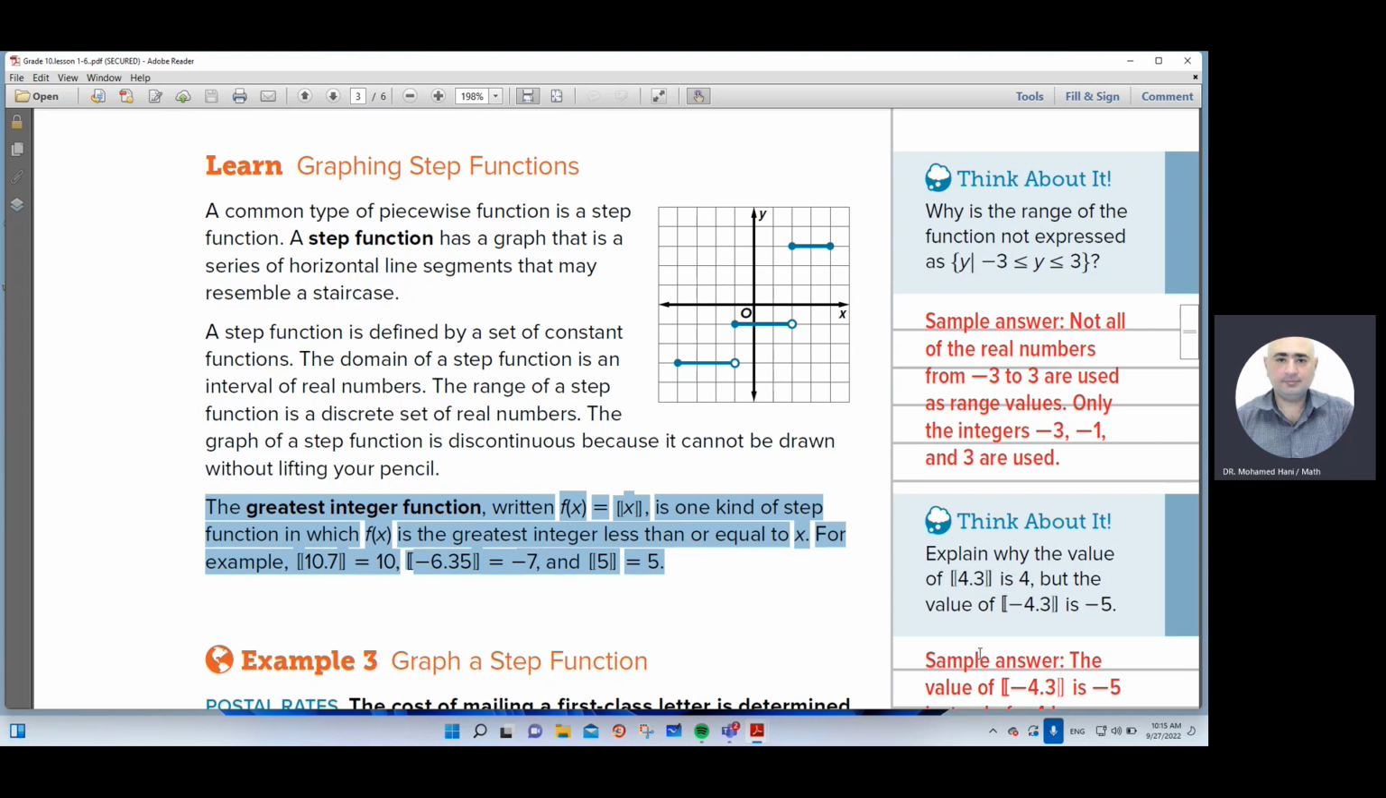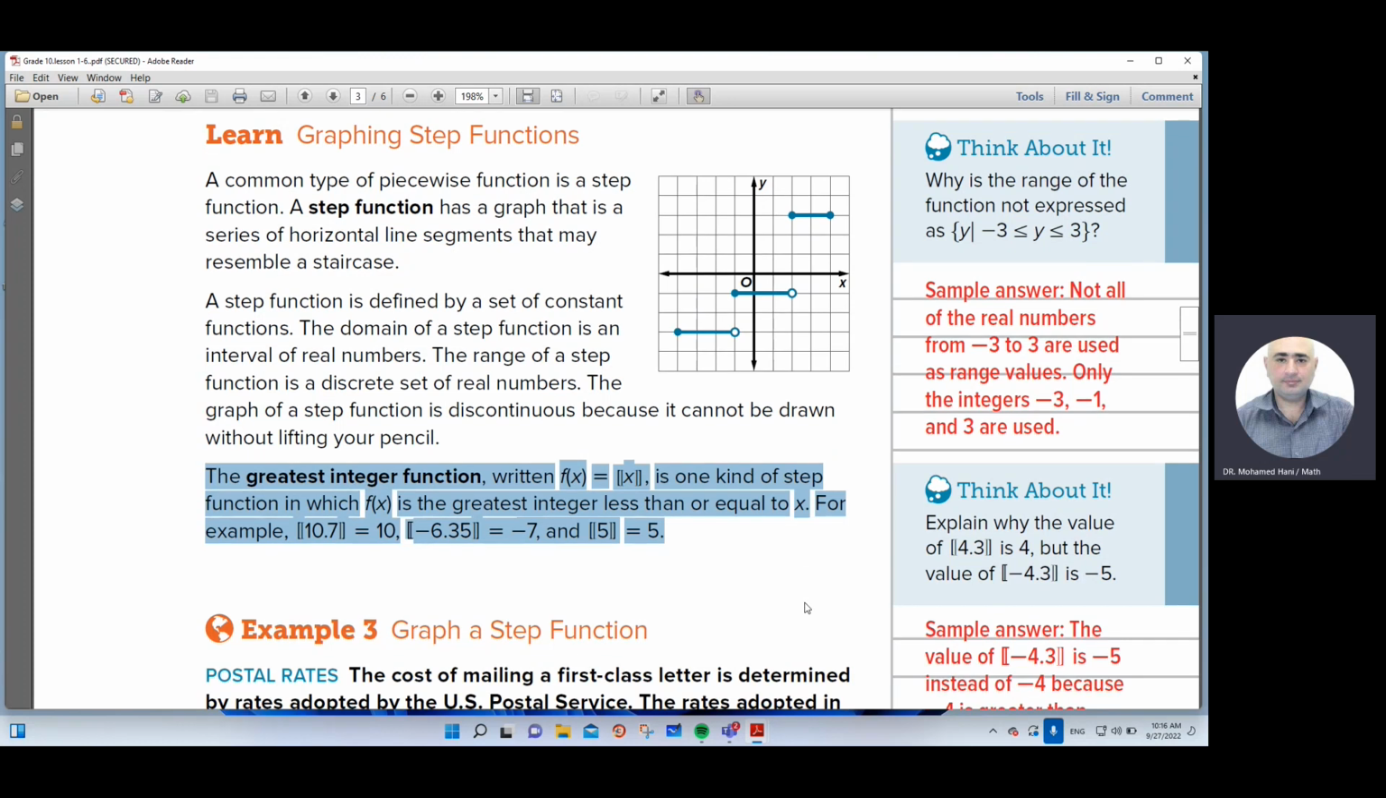Who can answer me? Excellent. Excellent. Because negative 5 is the smallest value nearest to the 4.3, and 4 is the smallest value nearest to the 4.3. Excellent. Finished?